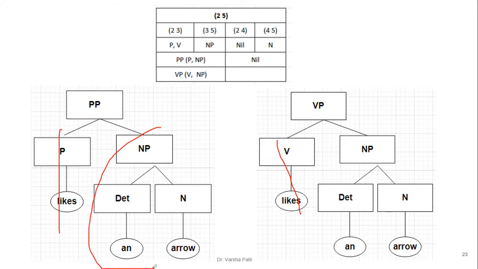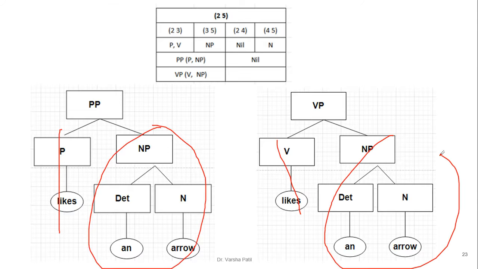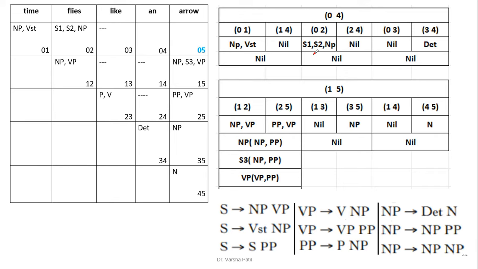This is common, but one with V and one with P. Now we'll calculate the next value. Now we'll calculate 0, 4 and 1, 5. So divide the problem in such a way that there are two subparts. One possible split is 0, 1, 1, 4 or 0, 2, 2, 4 or 0, 3, 3, 4.